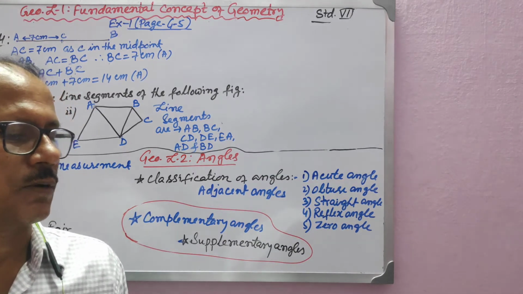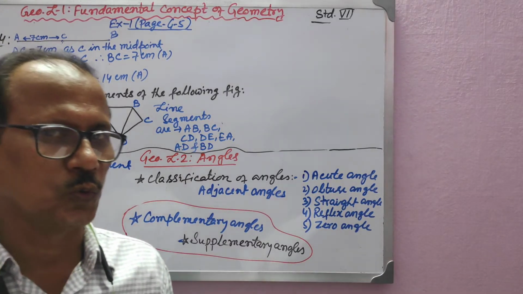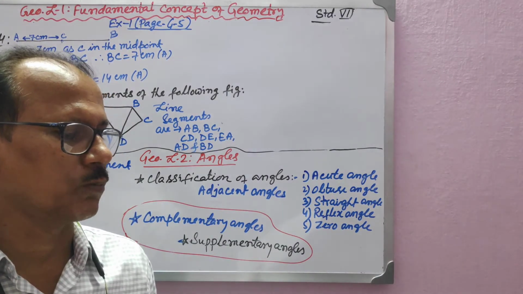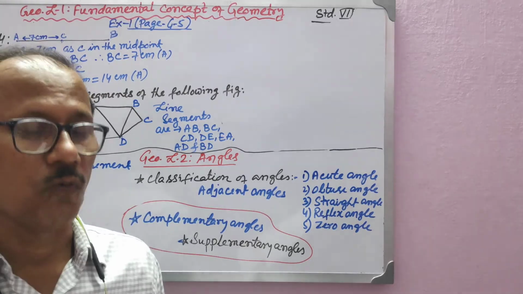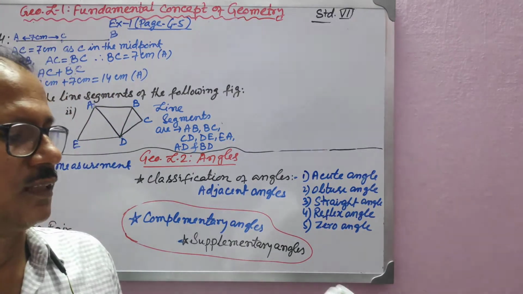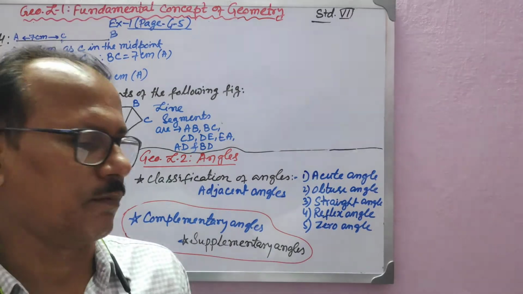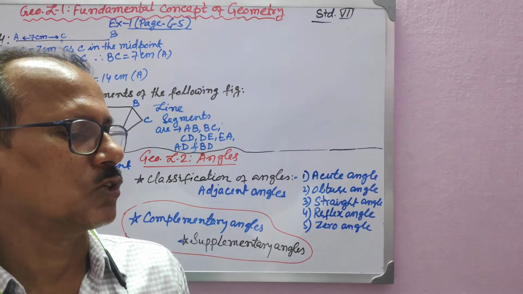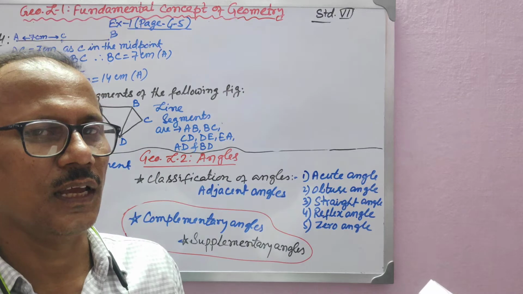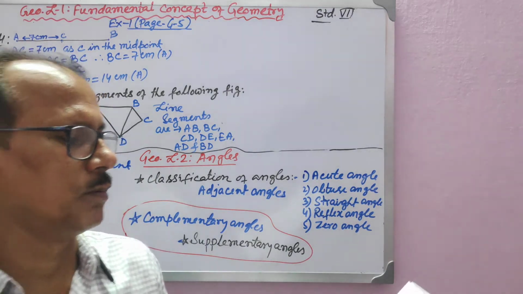The number of straight lines passing through two distinct points: how many straight lines can be drawn? One will be the answer. Then question number 3, only one line passes through how many points? Two given points, 2 will be the answer. Then question number 4, a line segment has how many endpoints? 2 endpoints will be the answer.